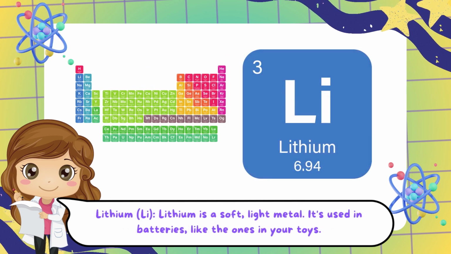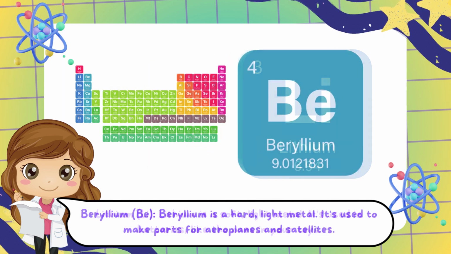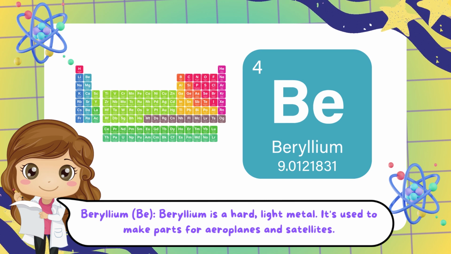Lithium, L, I. Lithium is a soft, light metal. It's used in batteries like the ones in your toys. Beryllium, B, E. Beryllium is a hard, light metal. It's used to make parts for airplanes and satellites.